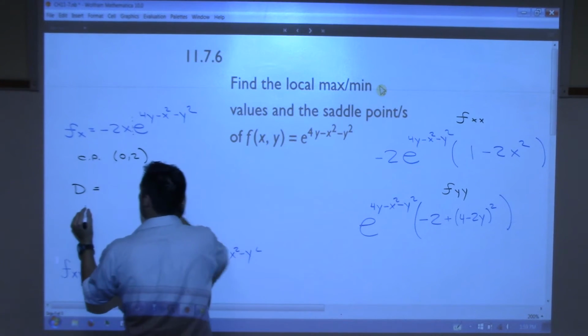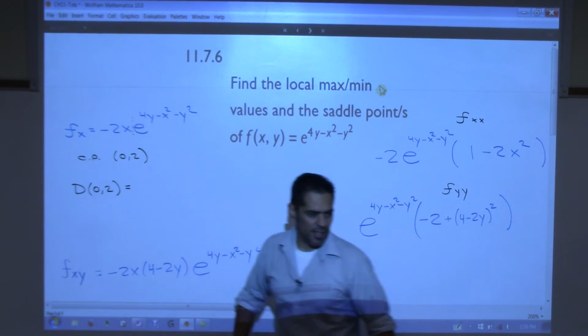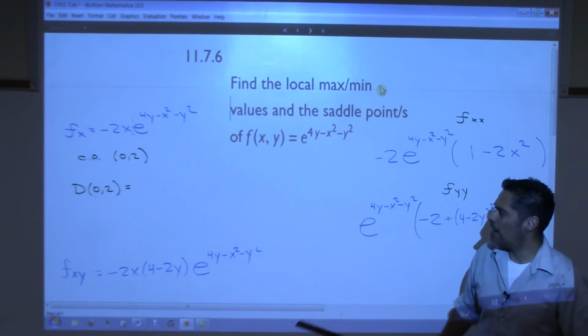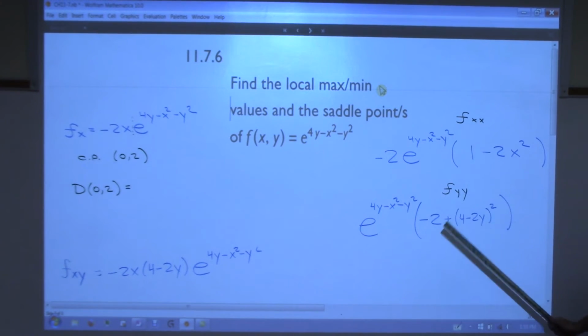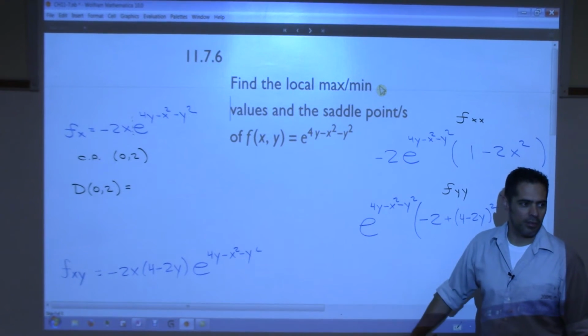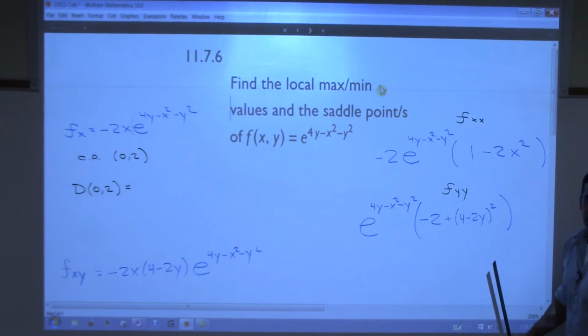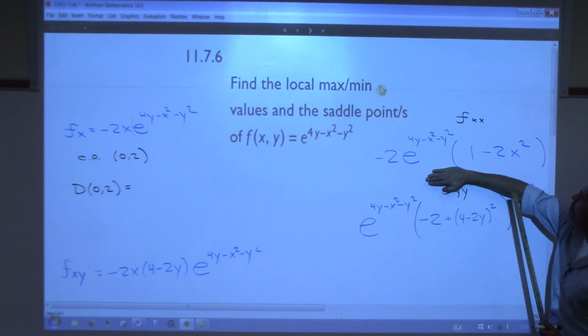Now, let's do D at 0, 2 right now. Let's see if y'all can keep up with this. D at 0, 2, because I don't want to write out D. Because if I write out D, I'm going to have to write this times this minus this squared, right? I don't feel like doing that. Instead, I'm going to plug in 0 and 2 into each of these. So first I plug 0 and 2 into this, right? 0 for x, 2 for y.